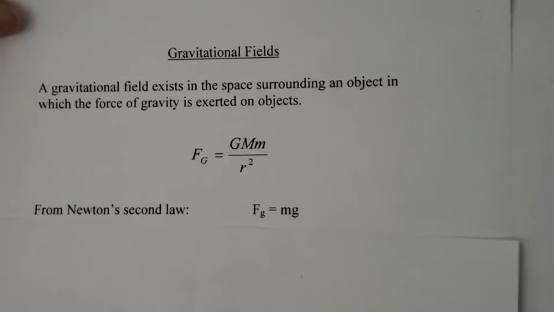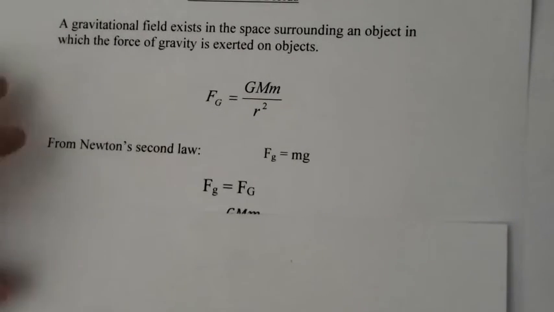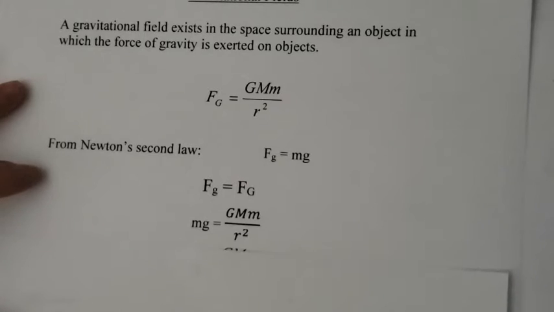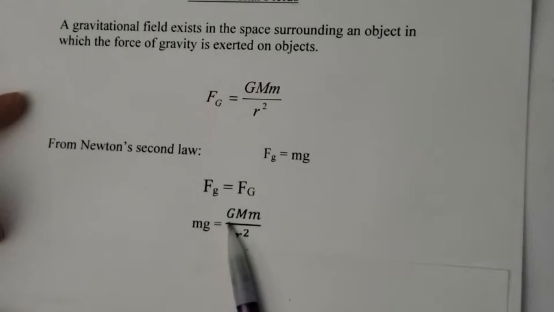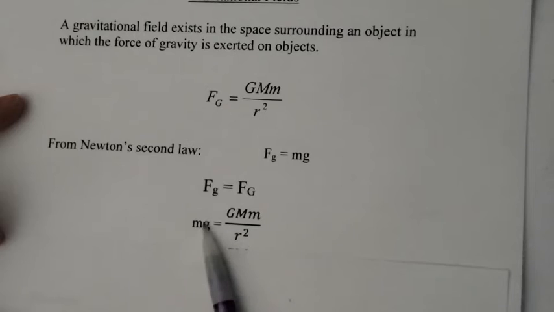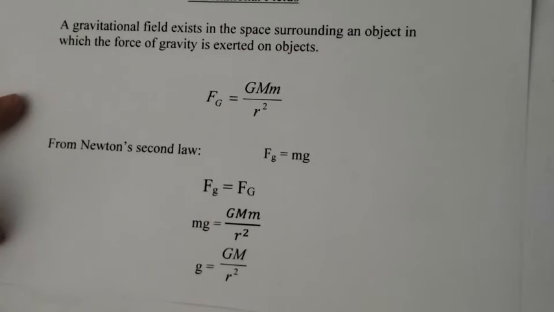Because the two actually solve for the exact same thing, we can set them equal to each other. So when we do that, you have mg is equal to capital G, the universal gravitation constant, times m1 m2 divided by r squared. The little m's cancel out, and we have a formula to solve for little g.